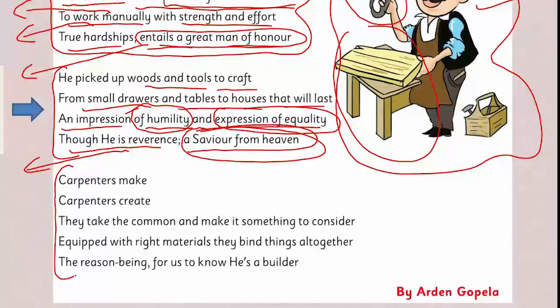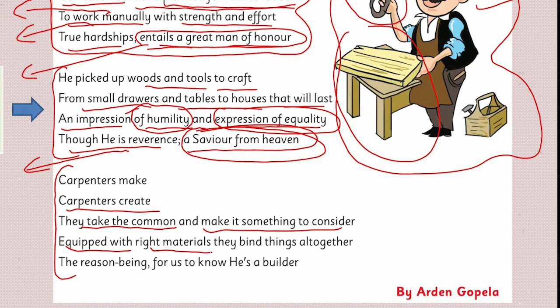Now look at the last stanza here. Carpenters make, carpenters create. They take the common and make it something to consider. Equipped with right materials, they bind things all together. The reason being for us to know he is a builder. Here, carpenters make and create things out of wood.